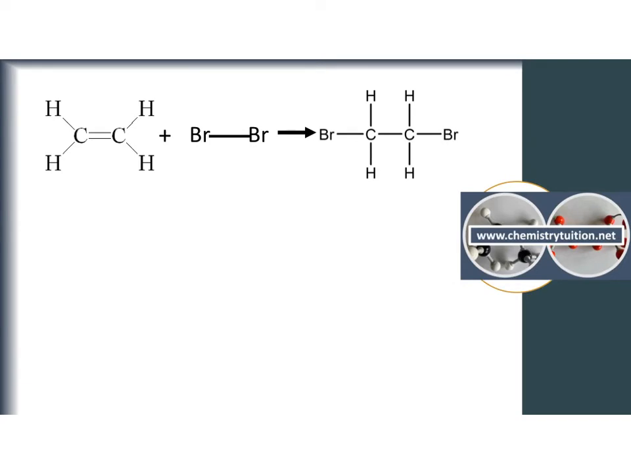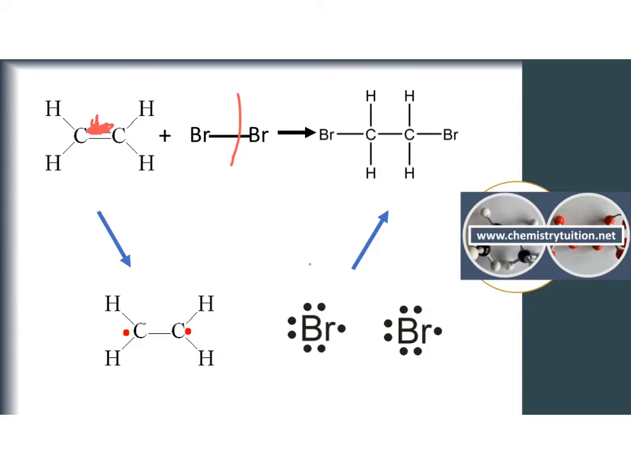So let's think about how this reaction may take place. Without knowing anything about reaction mechanisms, let's assume it takes place based on bond making and bond breaking. So spontaneously, my double bond here breaks. That double bond has gone, so I'm left with a single carbon-carbon bond, and my bromine-bromine bond breaks as well. So what would that leave me with?